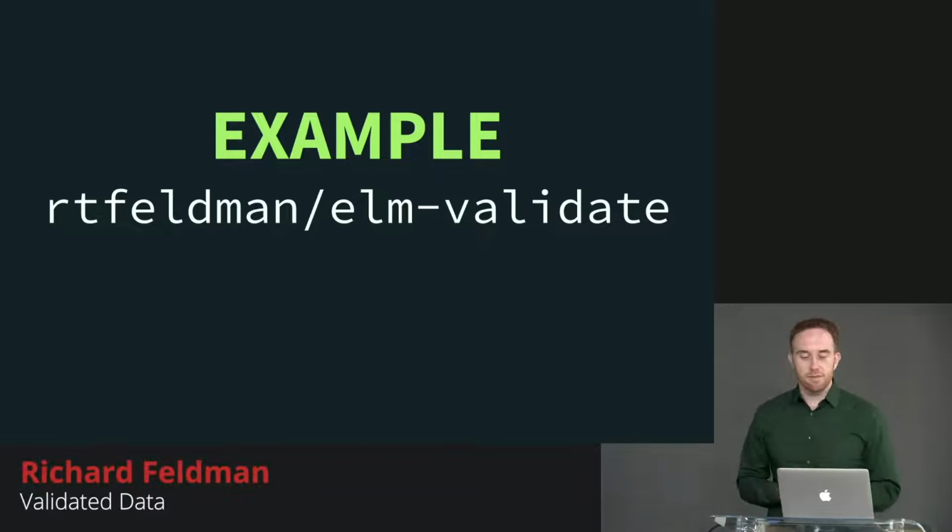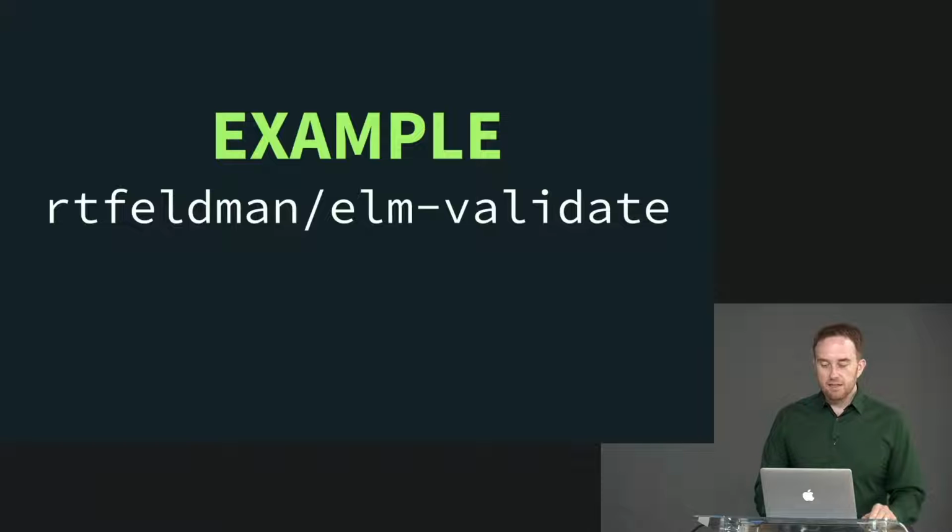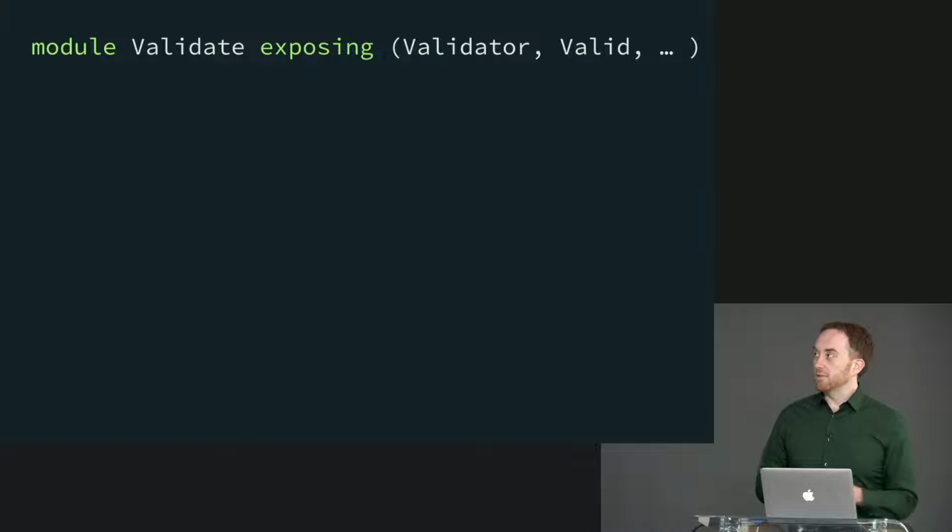Okay, so let's look at a couple examples of opaque types in practice and the guarantees they can give us. So this is one from RT Feldman / LM-Validate. This is a form validation library. And it's got this module called validate, and it exposes two values that we care about for the purposes of this example. One is called validator, the other is called valid.